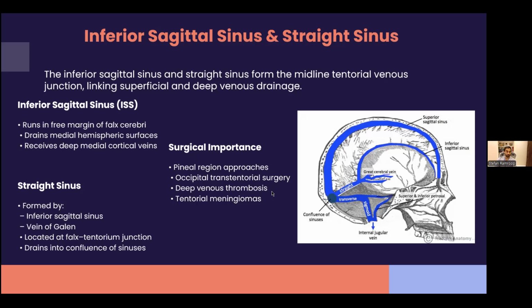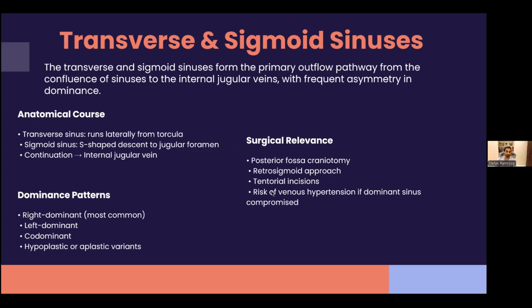This system can also be asymmetric. In most individuals, the right transverse sinus is dominant. However, left dominance and codominance are also common. In some cases, one transverse sinus may be hypoplastic or nearly absent. This asymmetry is embryologically determined and can have major surgical implications.